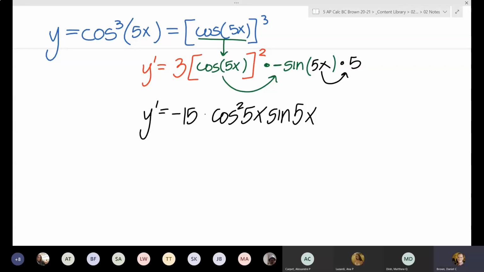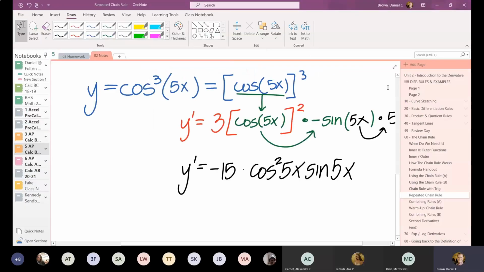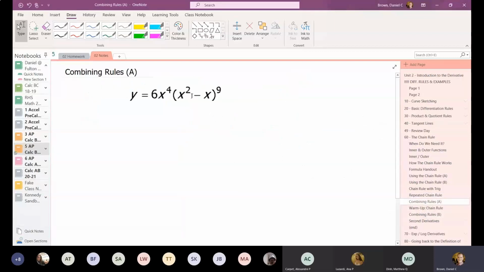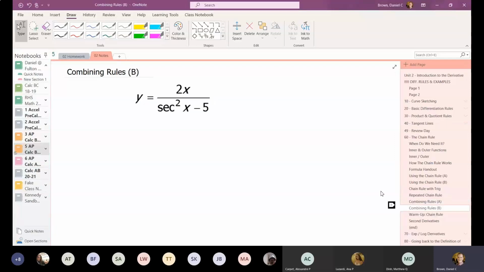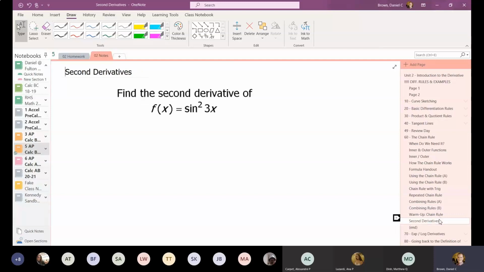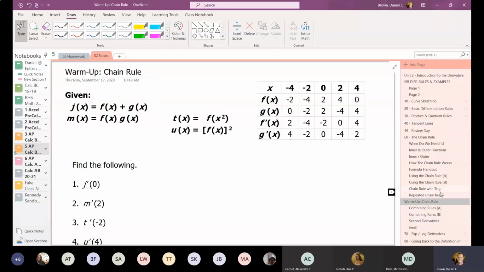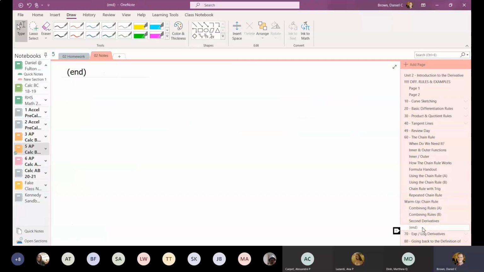All right, so I'm going to stop notes there because the last 2 examples I have are not the shortest examples. So what we're going to finish up with tomorrow, just so you can see, is an example where we are going to be combining rules. So sometimes you have the product rule and the chain rule at the same time. Sometimes you have the quotient rule and the product rule at the same time. And then we'll just also remind ourselves about actually finding second derivatives. And I'll start off with a warm-up tomorrow. So that's where I'm going to stop today's notes.